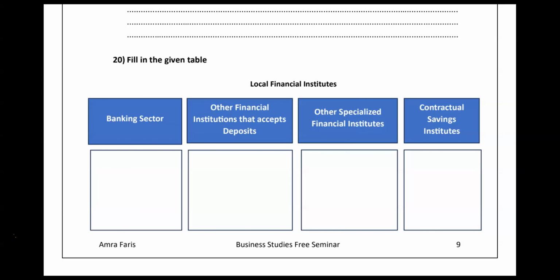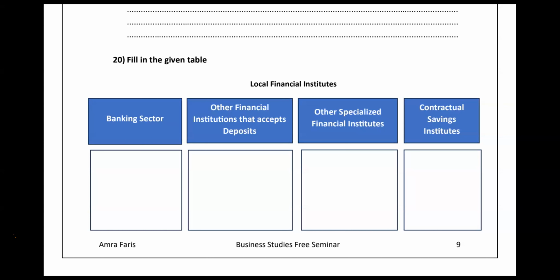So we are done with the third box, which is other specialized financial institutes. We had specialized finance leasing companies, merchant banks, venture capital companies, unit trust, primary dealers, stock brokering firms, and money market intermediaries. And the last one you have is the Contractual Savings Institute. I explained what a Contractual Savings Institute is, right? So just write the examples for that.